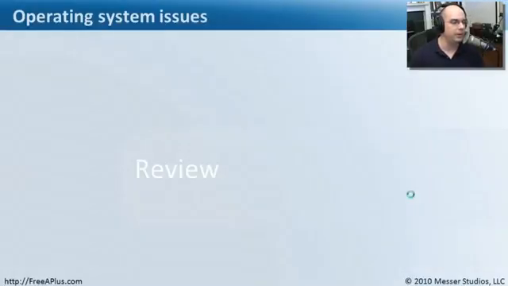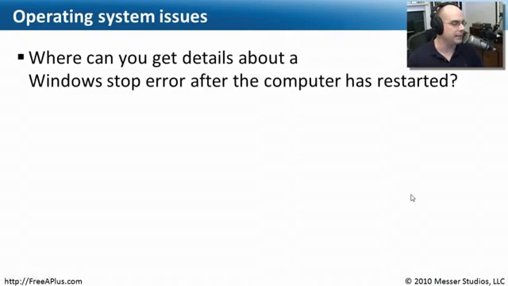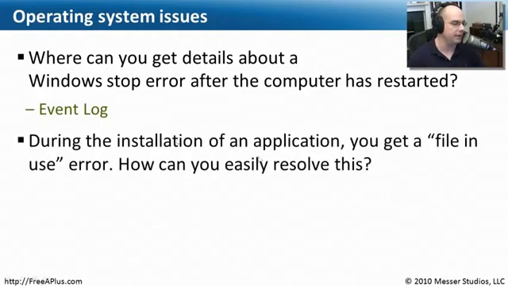For review, let's see what we've learned about our operating system issues. Our first question is, where can you get details about a Windows stop error after the computer has restarted? A great place to go is going to be your event log. It tries to store as much as possible. If it's got something to put into the log, it's going to put it right there into that event log.